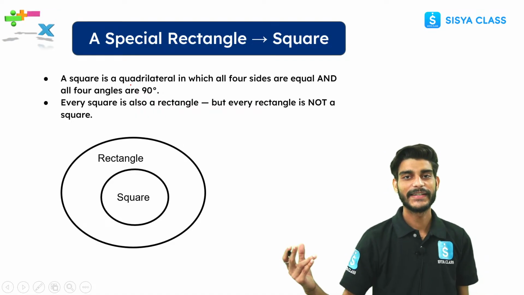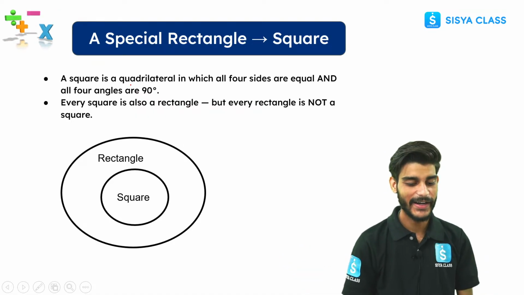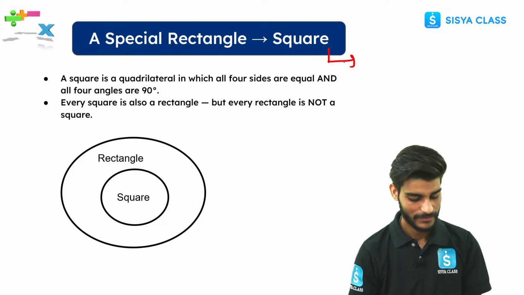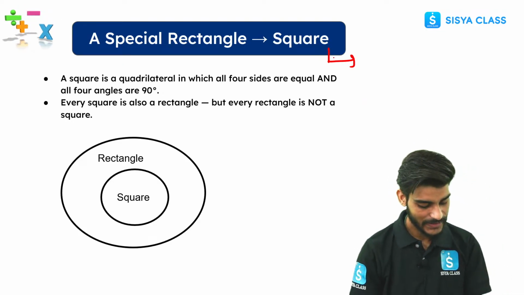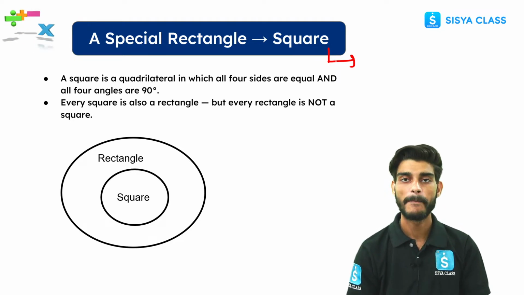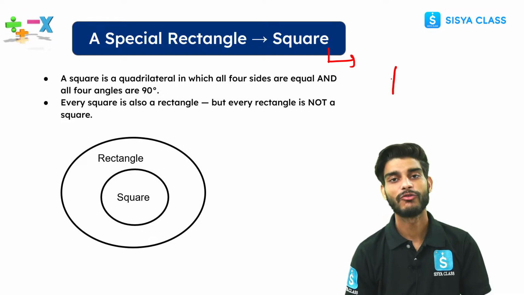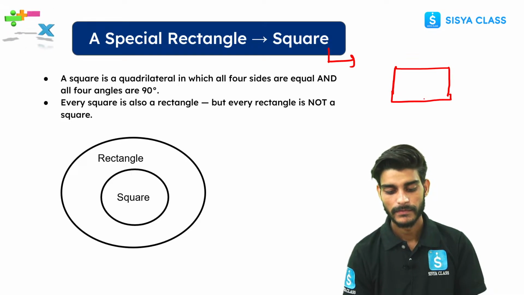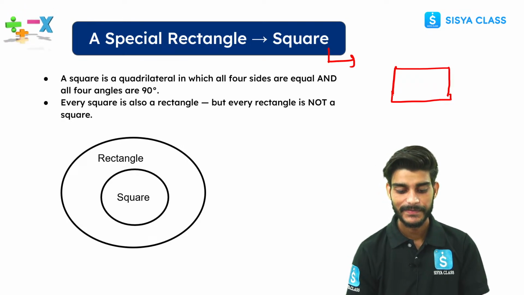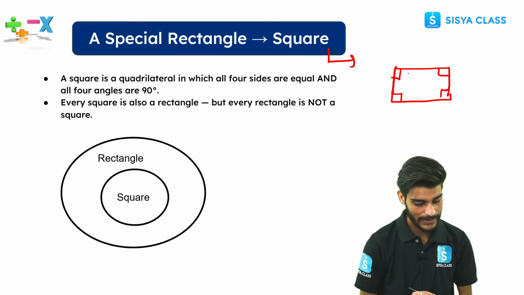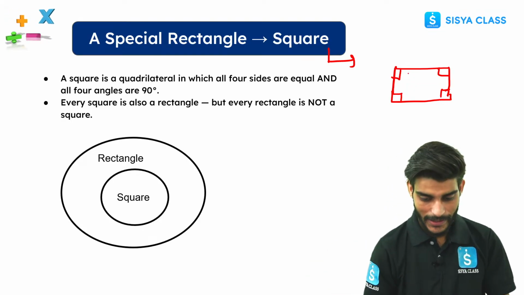After rectangle, what is next? Obviously, it's a square. Square is a special type of rectangle. I think everyone knows, yes or no? Why? Because it satisfies the properties of a rectangle. How? It is a quadrilateral, obviously it has four sides. All angles are 90 degree here. So till here it is clear.